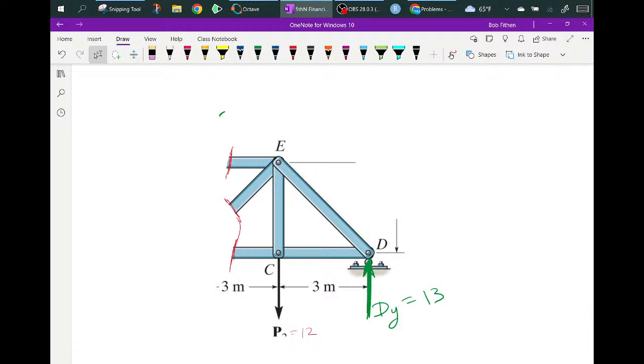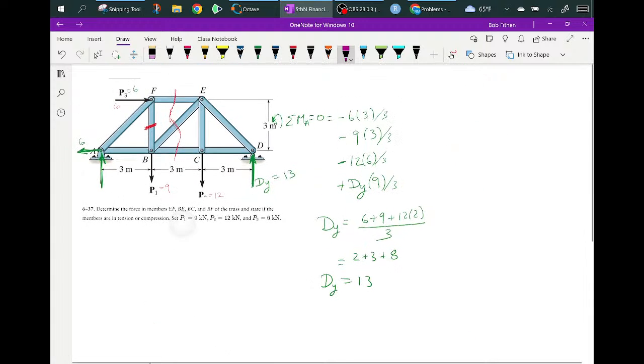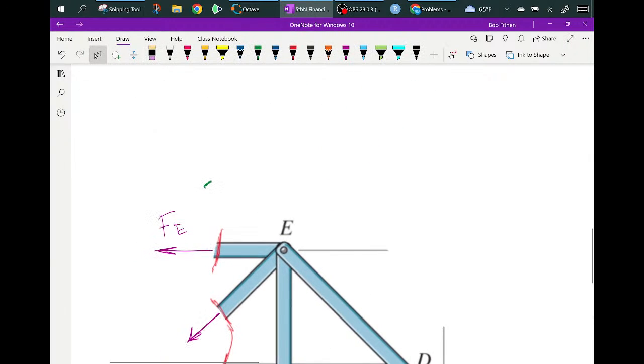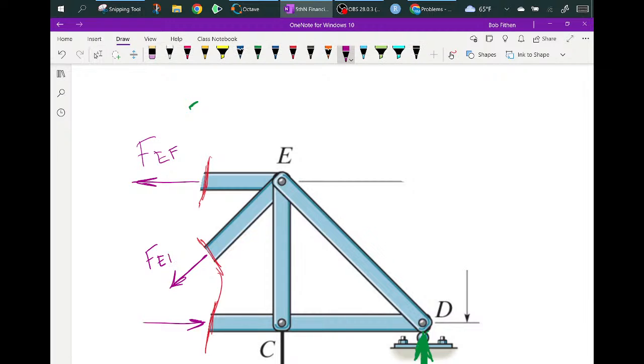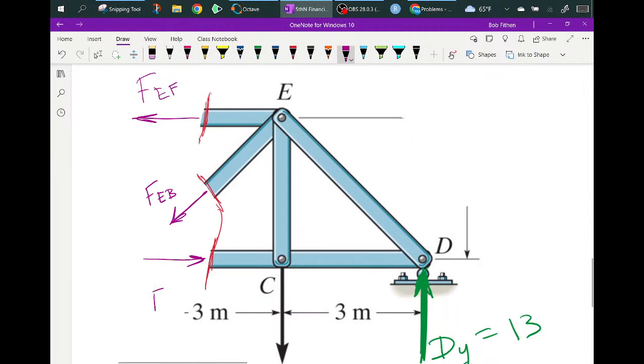Now I've got my method of sections, and I can choose any direction I want. I can choose silly directions like that one. I'm pretty sure that's maybe not right. I'm even going to choose that one wrong. And then I'll choose this one. So this was FE something. FEF. This was FE something else. B. And this one was FCB.